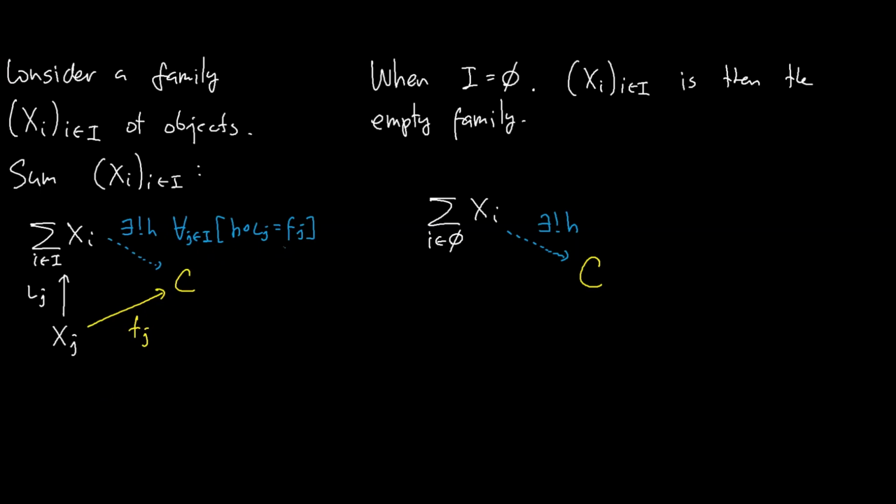So the condition becomes that the empty sum is a certain object in the category, so that for every other object, there is a unique morphism from this object to that one. The condition simplifies considerably. Let's write this down. So in this case, when I is empty, we get the concept of an initial object.